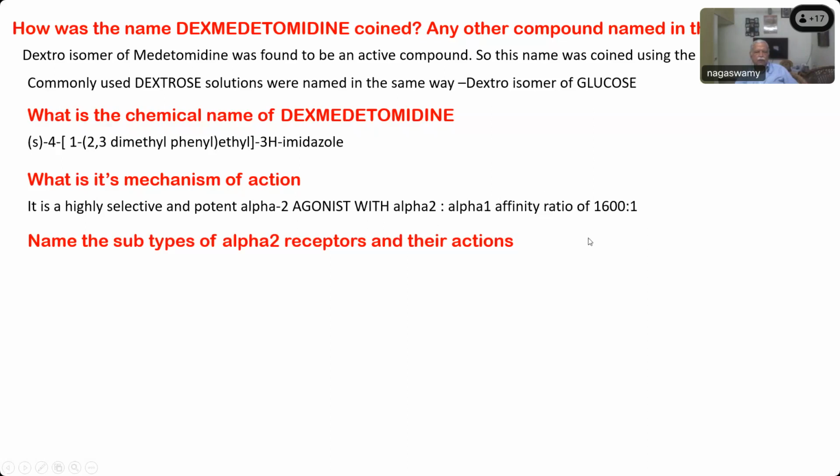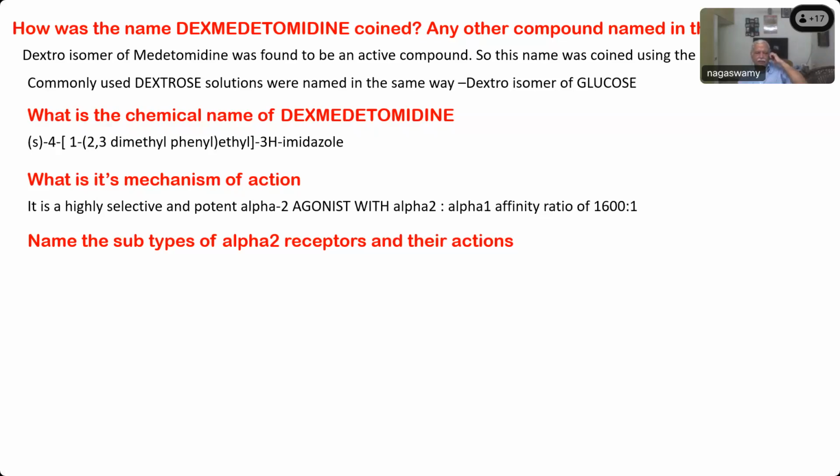What is the affinity of clonidine, the earlier version of alpha 2 agonist? 220:1, sir. So you mean clonidine is much more powerful? Yes, 220:1, sir. That is why this has become the second generation, more specific.